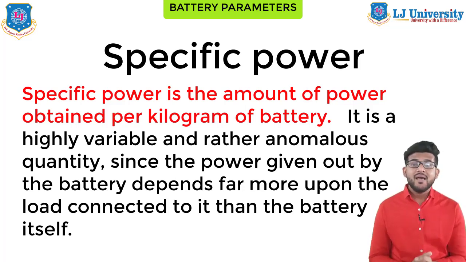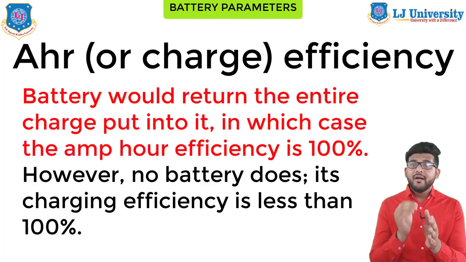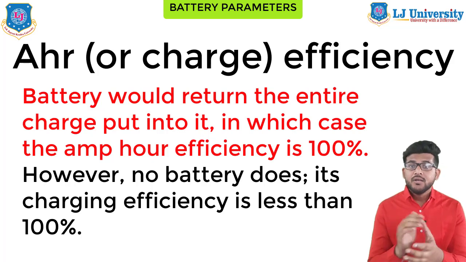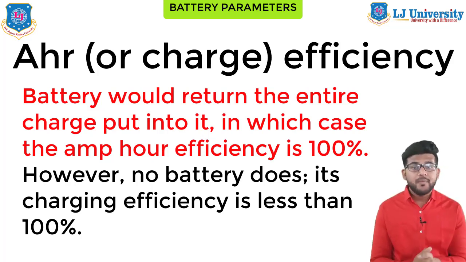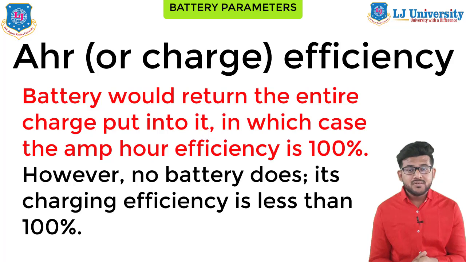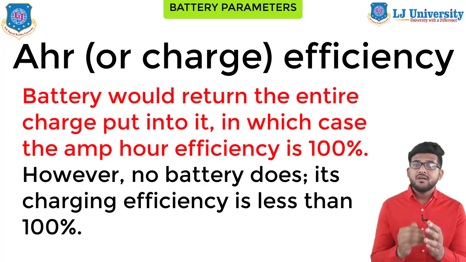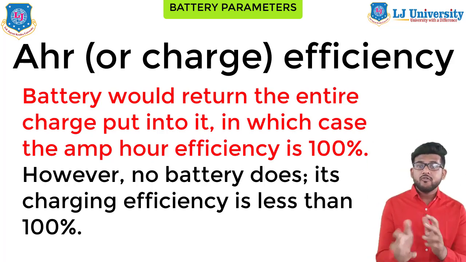Next is ampere hour efficiency. In an ideal world, a battery would return the entire charge put into it, in which case the ampere hour efficiency would be 100%. However, no battery has it. Its charging efficiency is always less than 100% due to some technical problems. The precise value will vary with different types of battery, temperature and the rate of charging. It will also vary with the state of charge.